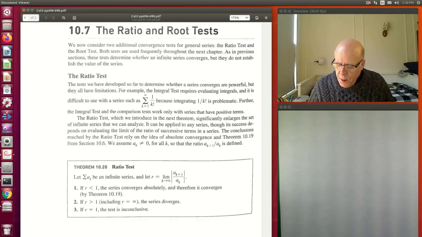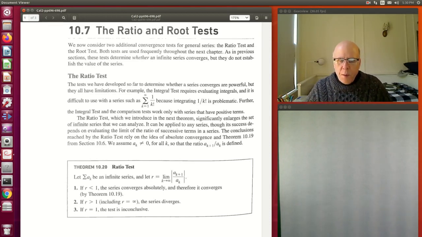So the preliminaries are over. We just finished a couple of things cleaned up from 10.6. 10.7 has some really good stuff in it. These two tests are kind of the meat and potatoes, as it were, of figuring out whether things converge or diverge.